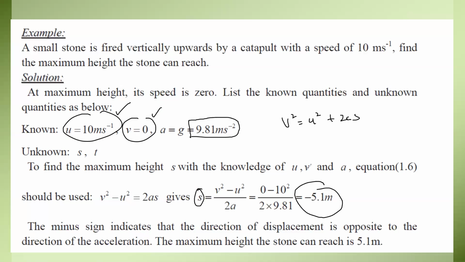So what does it mean? In terms of physics, the sign refers to direction. Because we know acceleration is always pointing downward, if I take the downward acceleration as positive, then anything which is upward will be negative. Because the displacement is upward, instead of getting a value 5.1, we got negative 5.1. So this negative sign only shows that the displacement is vertically upward. So the negative sign just shows the direction. Is it clear?